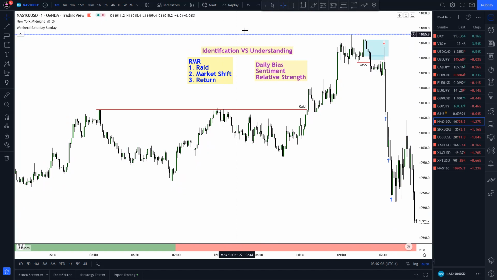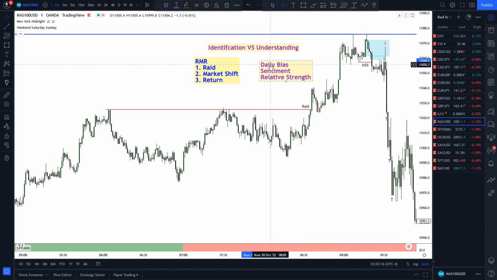Both of these topics are very important, but the point is once you get good at how to identify the pattern, the next thing to learn is when or when not to use it. So let's start with the daily bias. Before I place my trade, first I have a daily bias. This will help me determine whether I want to be long or short for the day.